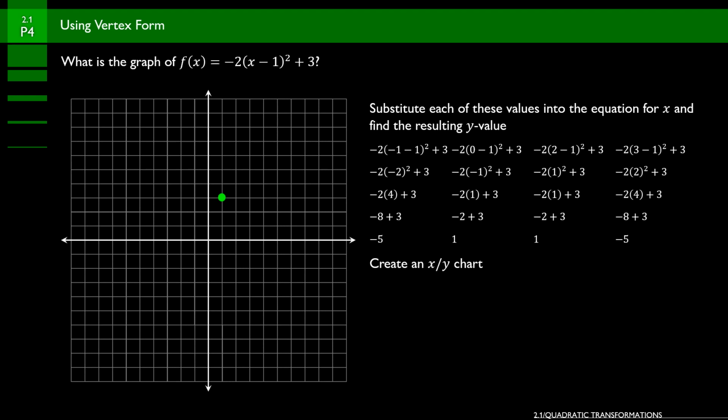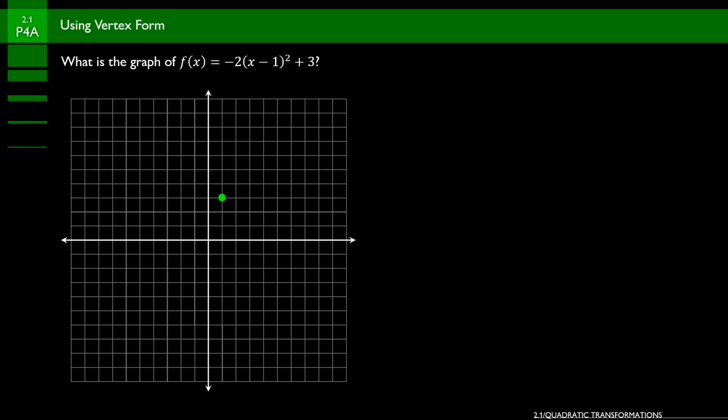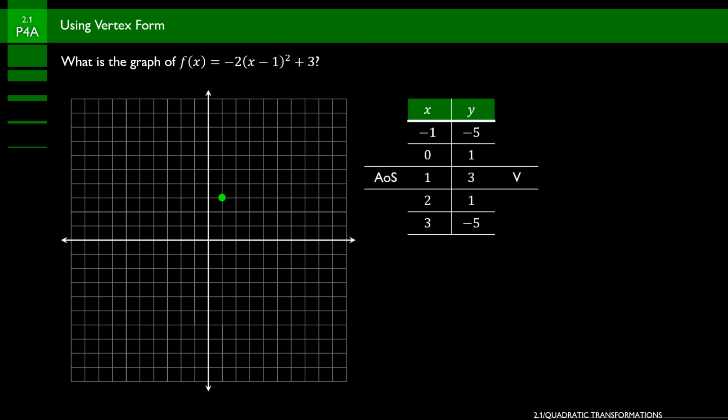So now we have all of our ordered pairs that we need to go and create an XY chart. Once you've got that XY chart set up, go ahead and graph each of those points on the coordinate plane, connect them with a line. The parabola again shows you all of the solutions to that particular equation, and we are done.